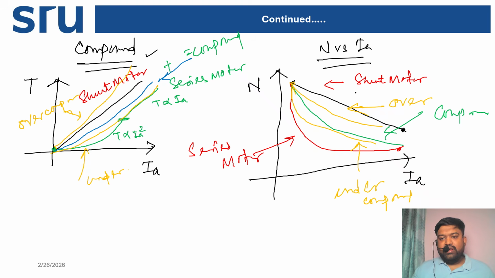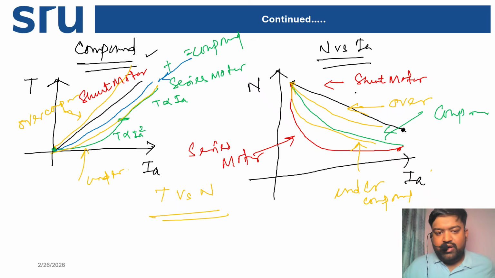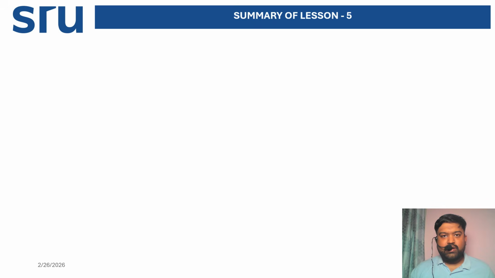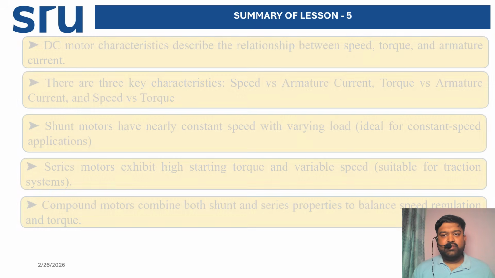Similarly, you can also plot torque versus your speed. Torque versus your speed is approximately equal. We are getting torque versus speed graphs in both cases. Then in the series motor, it is different. Series motor, it is different. Okay, so this is all about the characteristics of the DC motors. Now we'll conclude with the summary of lesson number 5.